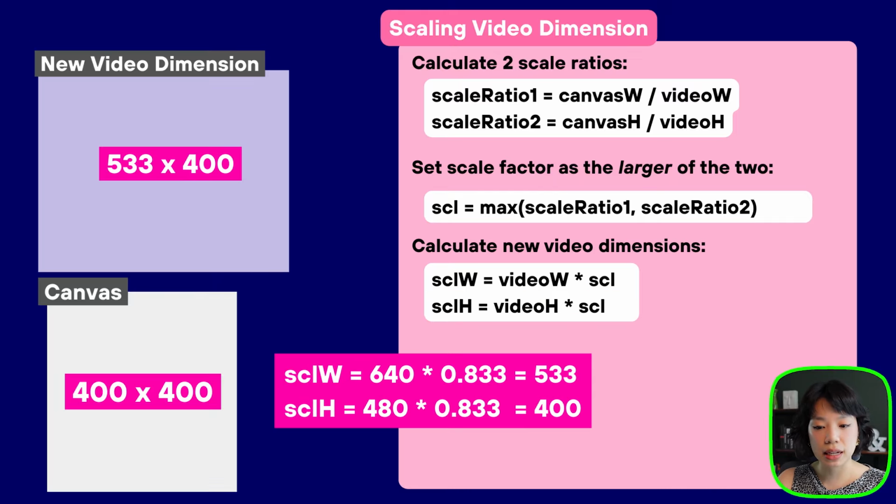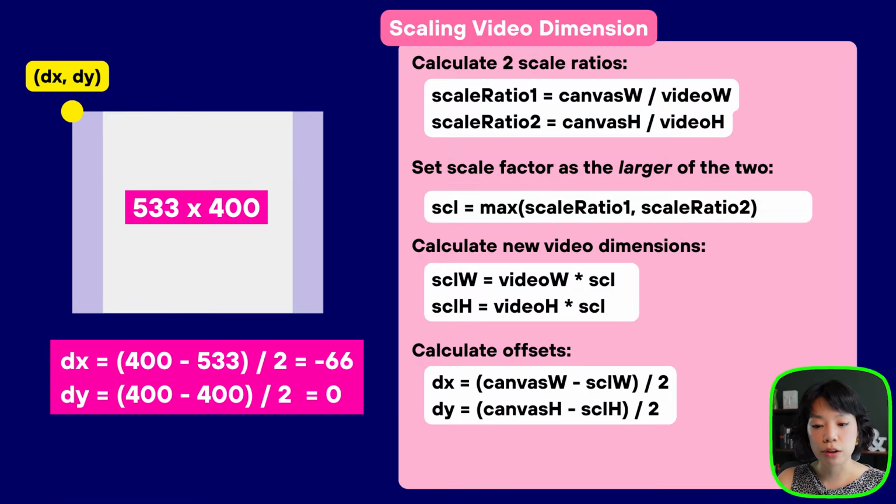Once we apply the scale factor, one dimension will match the canvas exactly, but the other side will be slightly larger. And from there, we need to calculate offsets by taking the difference between the scaled size and the canvas size and dividing by 2, which lets us crop the overflow evenly on both sides.